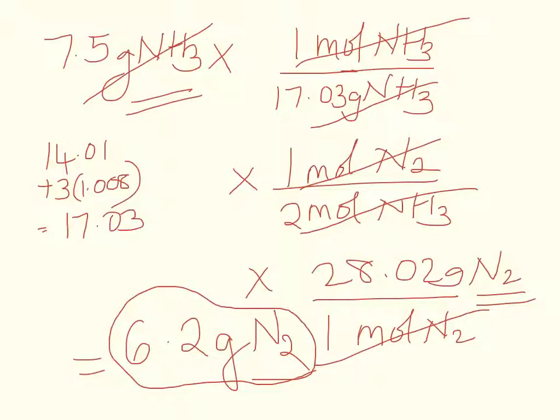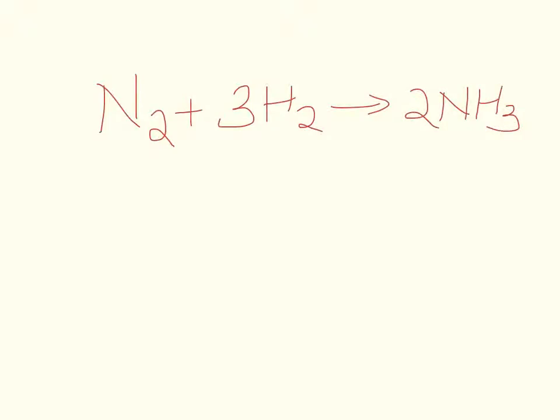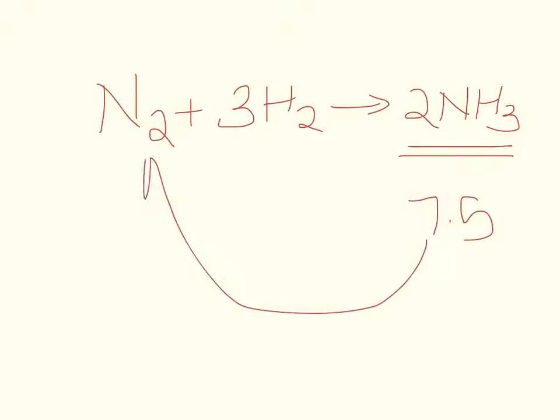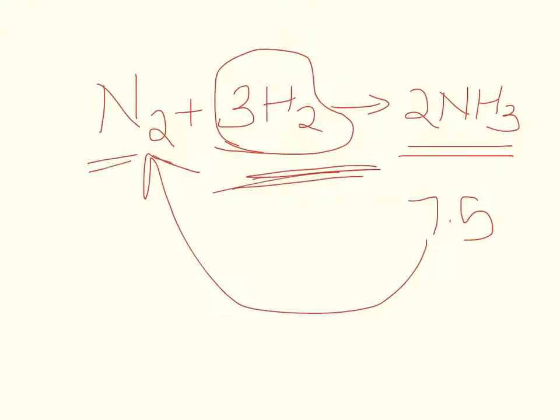What you have to remember though is there are 2 reactants in this reaction. Remember, there is hydrogen as well, right? So what we talked about so far was we needed 7.5 grams of ammonia. How much nitrogen are we going to use? Which is fine. In this case, we assumed that we have enough hydrogen to react with the 6.2 grams of nitrogen. What happens if the amount of hydrogen is not enough? Or what happens if we had enough hydrogen and we didn't have enough nitrogen?